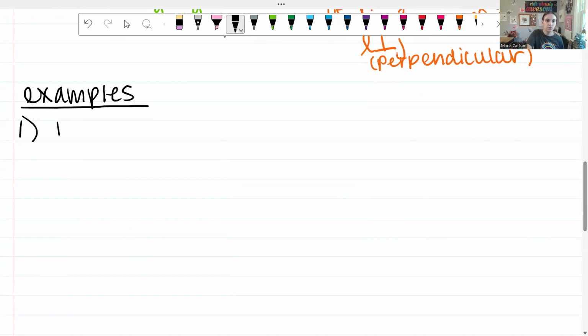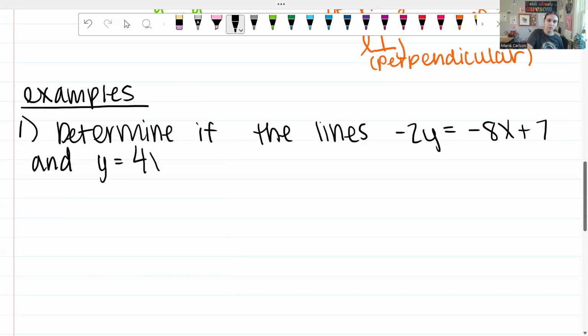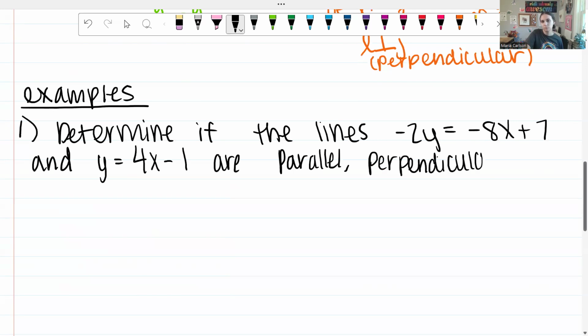Number 1, determine if the lines negative 2y equals negative 8x plus 7 and y equals 4x minus 1 are parallel, perpendicular, or neither?